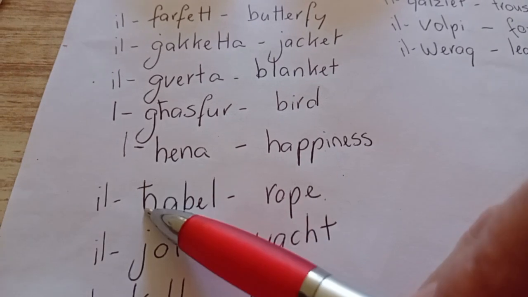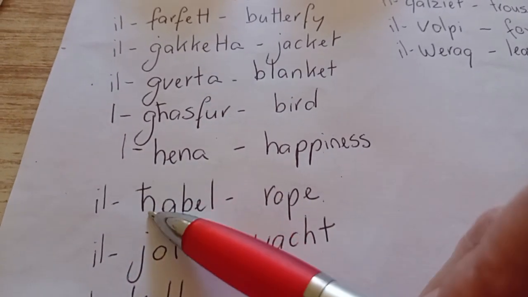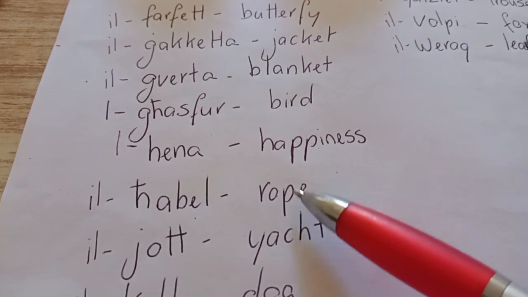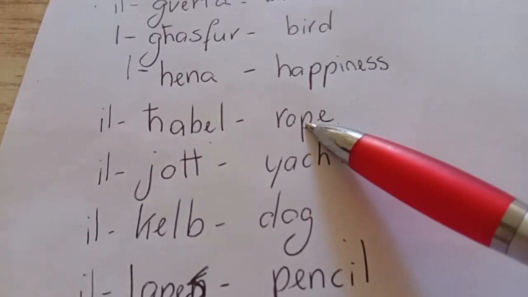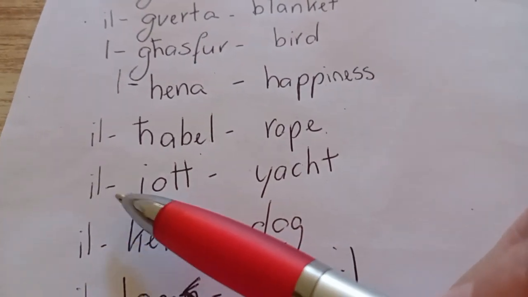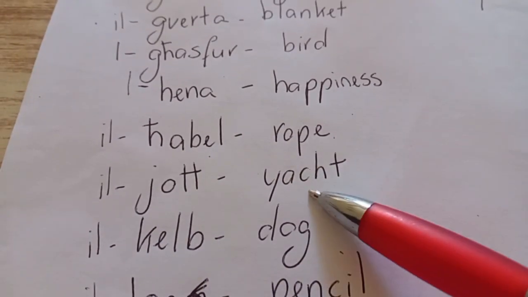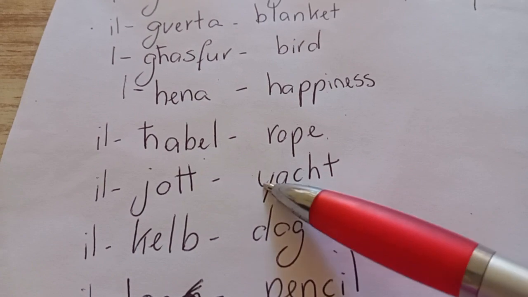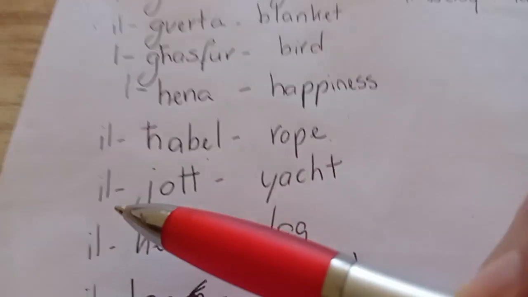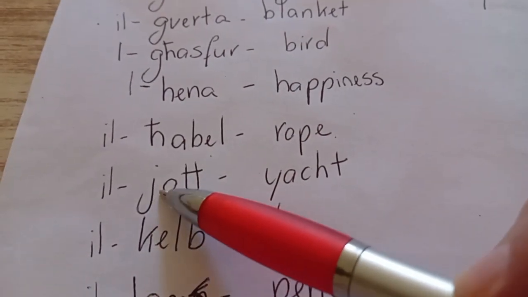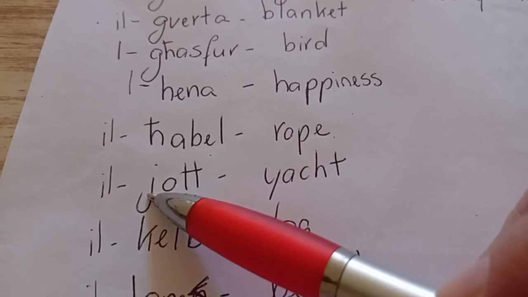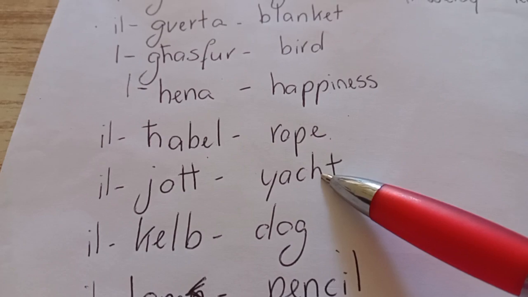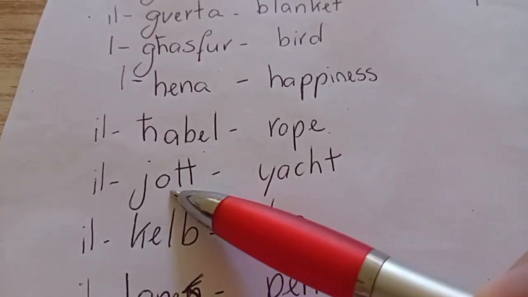Il-ħabel. Now this ħ, as you can see, it's cut, so we pronounce it H. Il-ħabel, rope, the rope. So here we have il-ie. We pronounce it like the English, but this we don't have in our alphabet. This is not a J for us. We say ie. It is pronounced the same as English, but it is written like this.